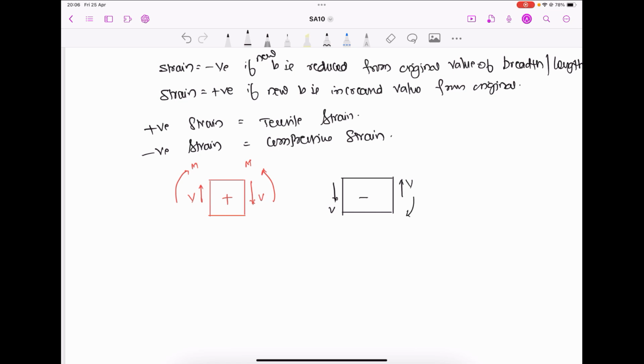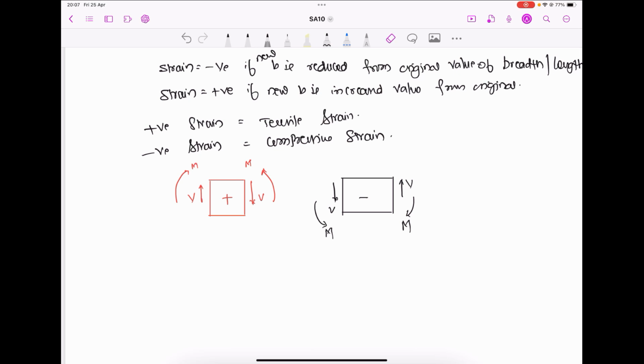Many books follow this one, and there is no particular rule that you should follow this one only. It will be up to you. If you follow this sign convention, it will be convenient for you wherever you refer to many books for various examples and problem solving, and in the examination also. But please follow one particular sign convention, and apply that only.